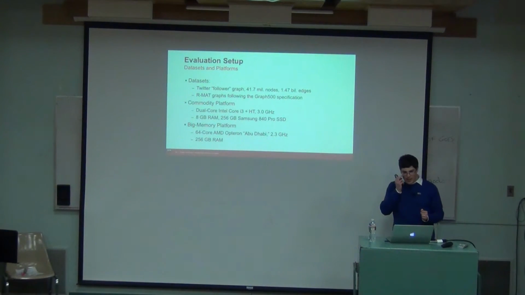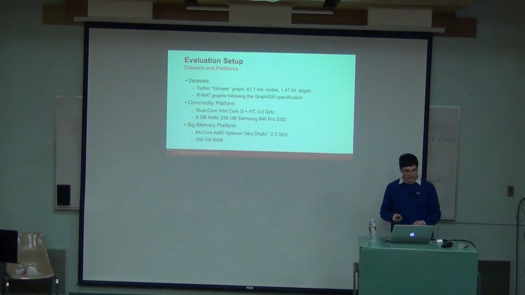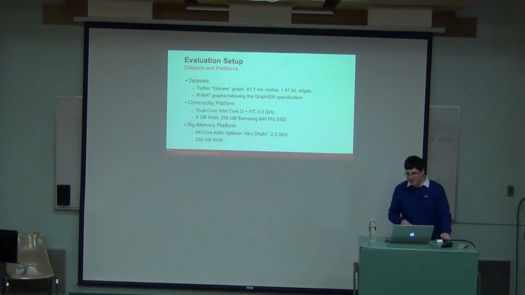So the Twitter graph has about 42 million nodes and 1.5 billion edges, and I listed them for all but one experiment. The last one I'm going to run on RMAT graphs, which are synthetically generated from the Graph 500 benchmark. I'm going to run this on two computers. One is a commodity platform, which is a dual-core Intel Core CPU, 8 gigabytes of RAM with SSD. That's kind of fancy, but not too fancy. That's the kind of stuff you can normally get your hands on.